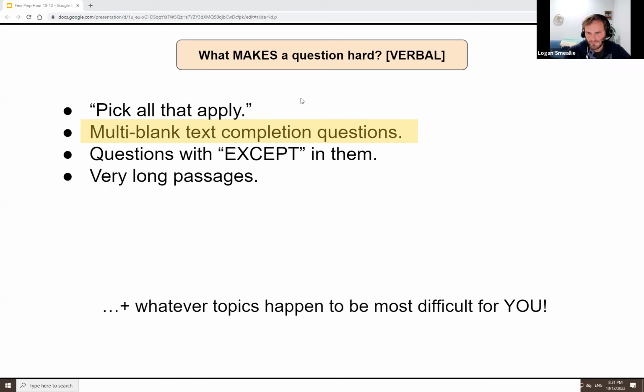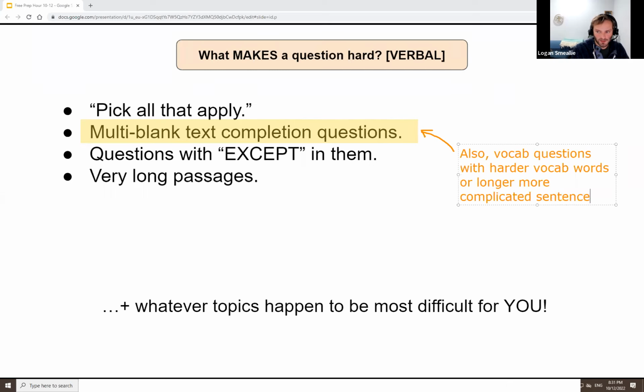Let me make a quick add-on note here because I should have included it before. Also, vocab questions with harder vocab words or longer, more complicated sentences. If you've done some of the GRE before, you know these vocab fill-in-the-blank questions are not all created equal in terms of how hard the words are. Sometimes the words that you're filling in are frankly very normal everyday words. Sometimes they're words where you're like, no one would ever use that word. I'm not even sure what it means. Clearly, the harder the words, the harder on average the question is going to be.